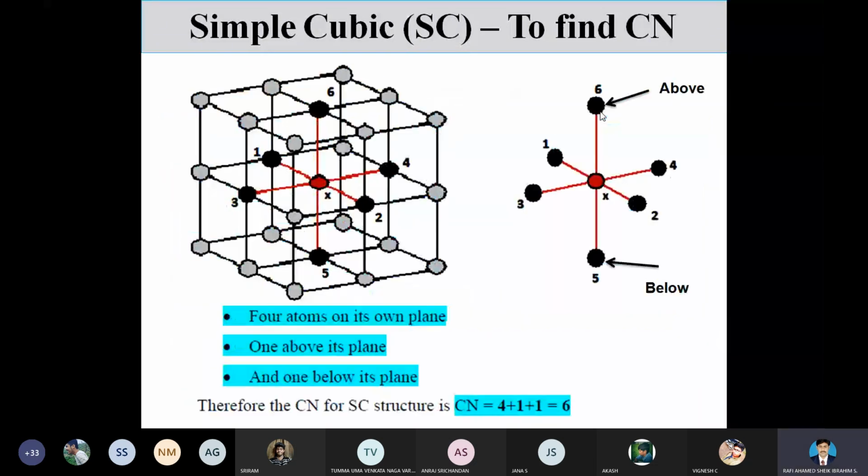For the coordination number, from the crystal structure, we are going to consider one atom as a reference atom, say X. For the reference atom X, we have to search for the nearest neighbor, the atom which is very close to that X. So here in the simple cubic structure, we have 4 atoms on its own plane, 1, 2, 3, 4, one atom just below the plane and one atom just above the plane. So the coordination number becomes 4 plus 1 plus 1 is equal to 6.